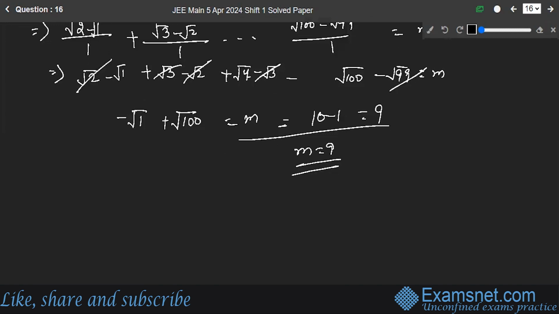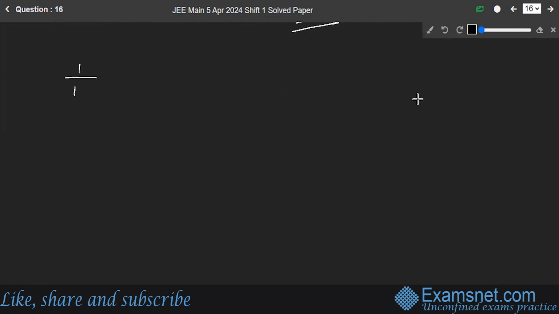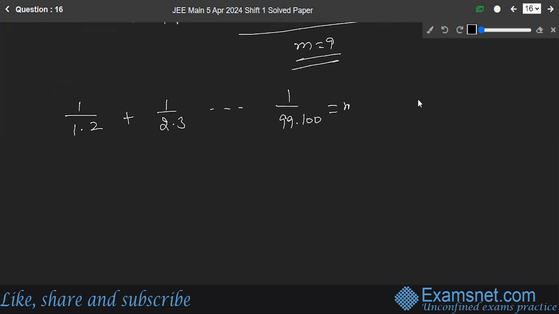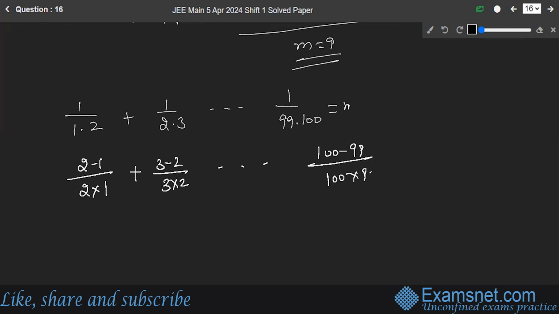Let's pick up n. Now your n was 1 upon 1 into 2, plus 1 upon 2 into 3, and so on till 1 upon 99 into 100. This is equal to n. And see, now I can write this as 2 minus 1 upon 1 into 2, plus 3 minus 2 upon 2 into 3, and so on till 100 minus 99 upon 100 into 99.